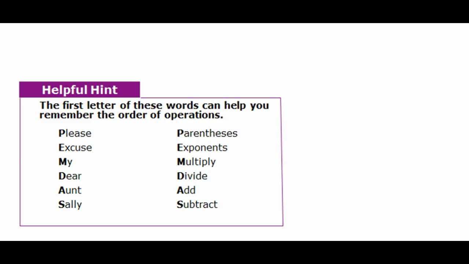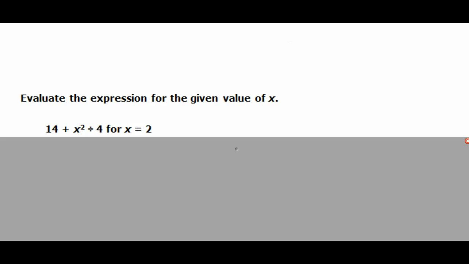Here's just another little reminder of our little sentence, please excuse my dear Aunt Sally, and you can see how the link is. P is parentheses, E is exponents, M, D is multiplication and division, A and S is addition and subtraction. So that's a real easy way to remember it. Now we're going to do some problems.